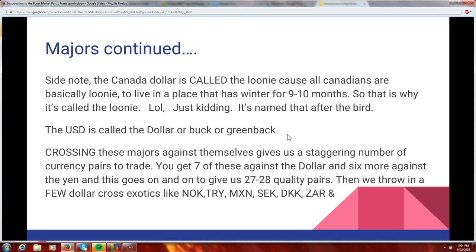I put 6 of them in myself. I like NOK, TRY, MXN, SEK, DKK, and ZAR. The ZAR is the South African Rand. I just like those pairs. I don't want to trade the HUF or PLN or anything else.